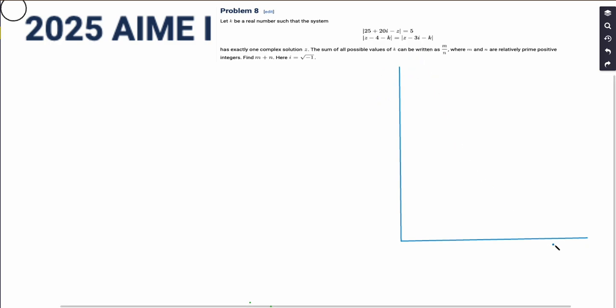Well, here, this is the complex plane, and this is the real axis, and this is the imaginary axis. And so the variables we are going to use are going to be b for the imaginary axis and a for the real axis.